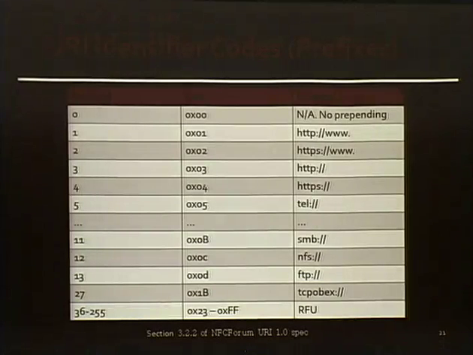So here are some URI identifier codes. You can see it's hex 0 through hex 23. Just to point out a couple, 05 is TEL. You can see FTP, TCP, OBEX. They're definitely interesting ones. But this is just to save space. You could always just write this straight on the tag if you had enough space.